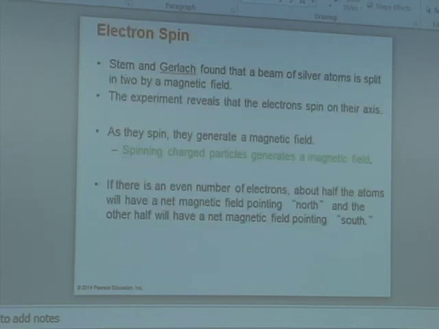So it was Stern and Gerlach who found that silver atoms can be split in two by a magnetic field, and that when these electrons spin, they actually generate a magnetic field.